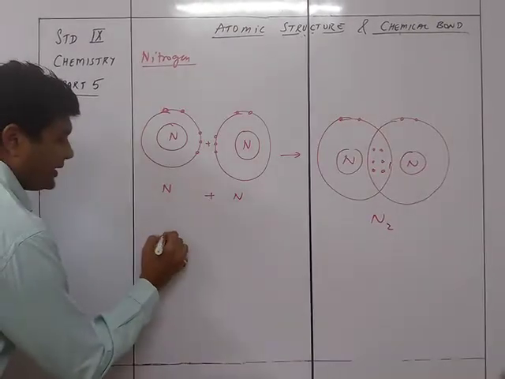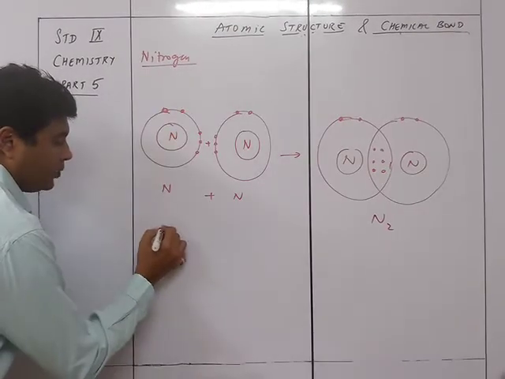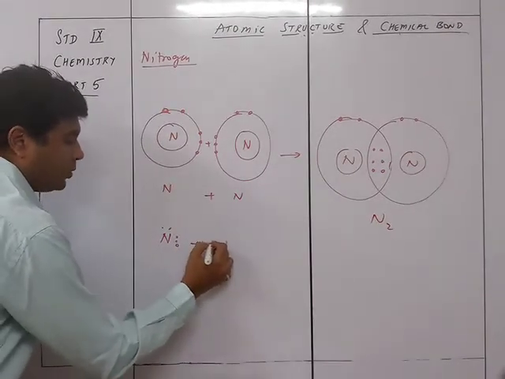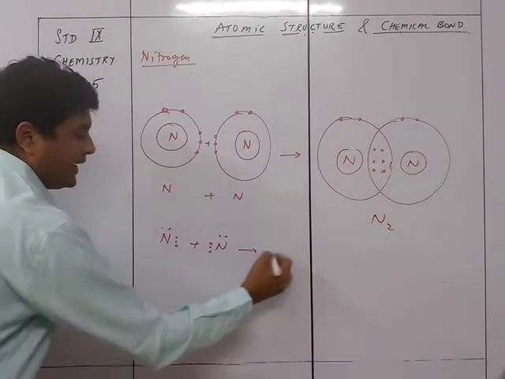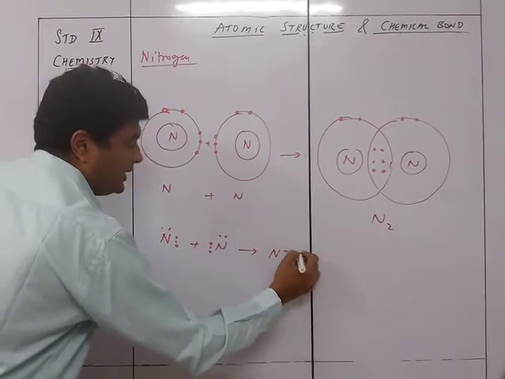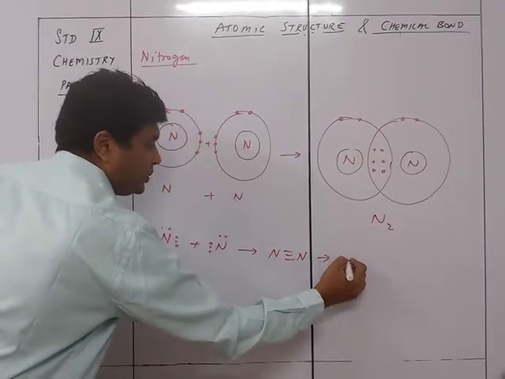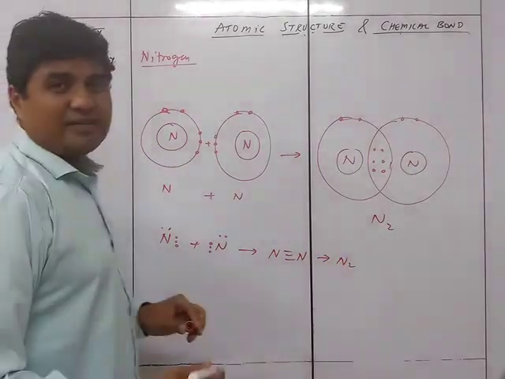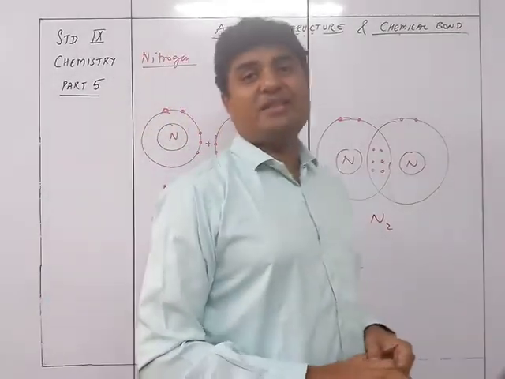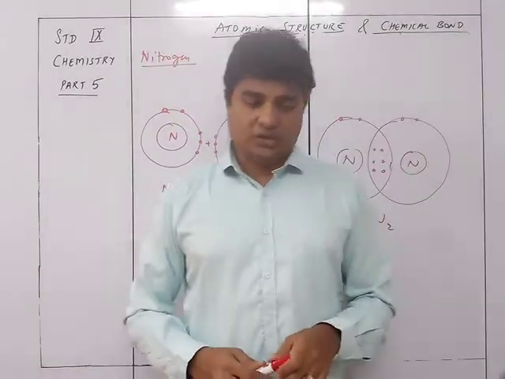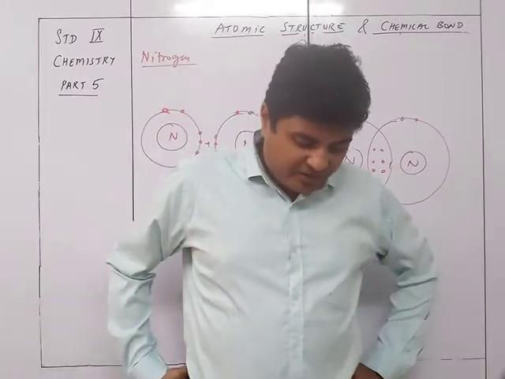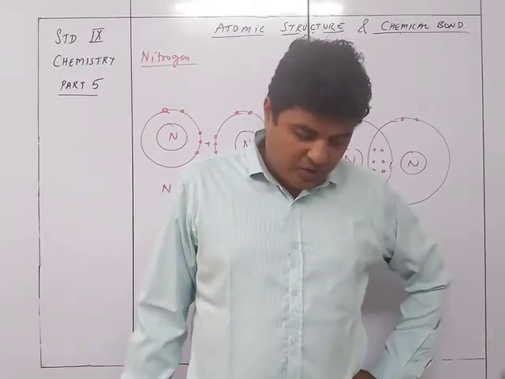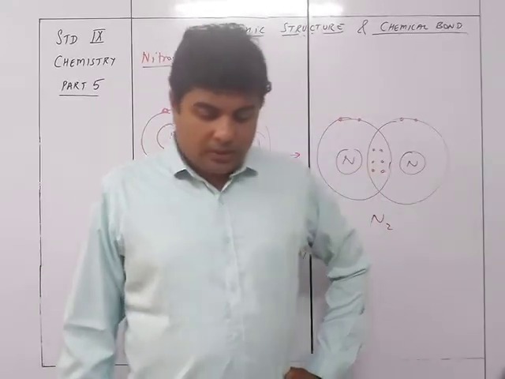The same thing comes with the dot diagram. N with 5 electrons plus N with 5 electrons, giving you N triple bond N, which is N2. This is called a triple bond, when you are sharing 3 electrons with each other. So that is the formation of nitrogen. Nitrogen will be forming a triple bond.